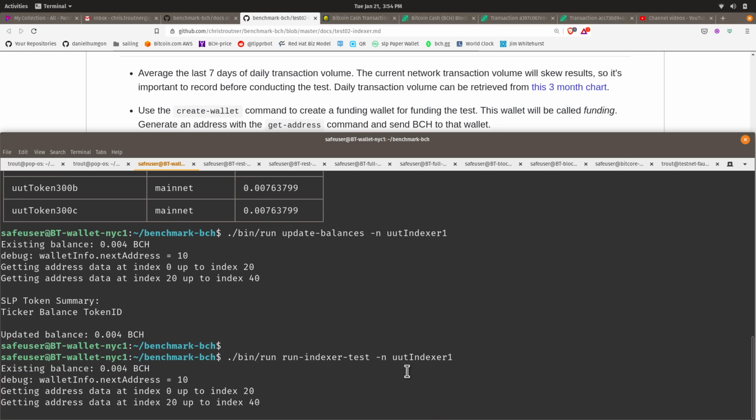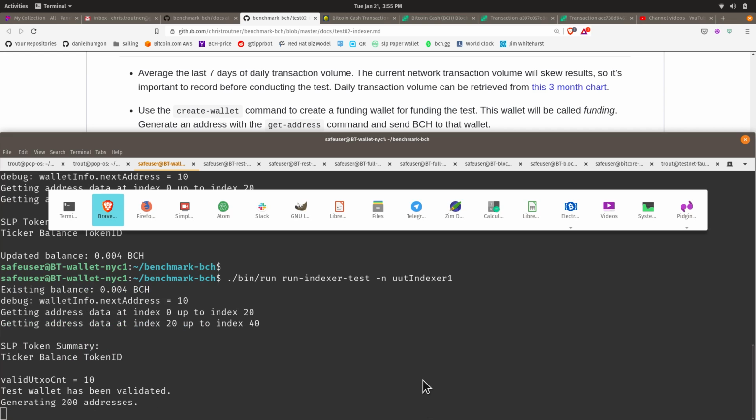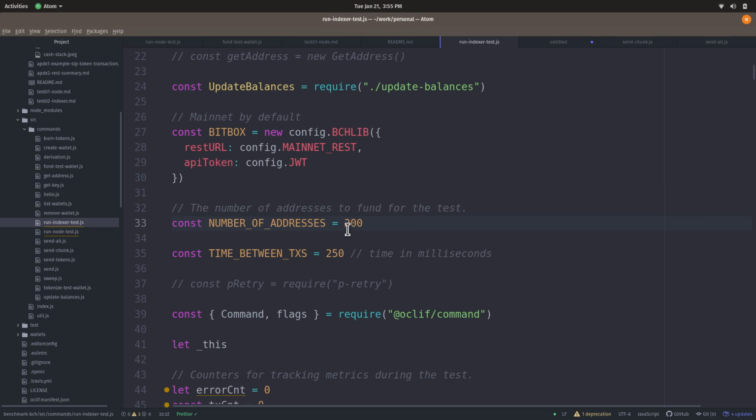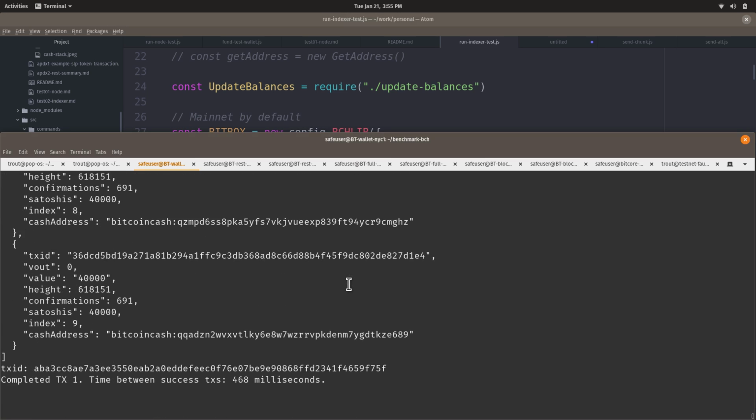So I should have covered, I'll let this get started. So yeah, it's generating 200 addresses with a 250 millisecond delay. It'll try to spend every 250 milliseconds. And I found this to be the right number for this setup of Blockbook.